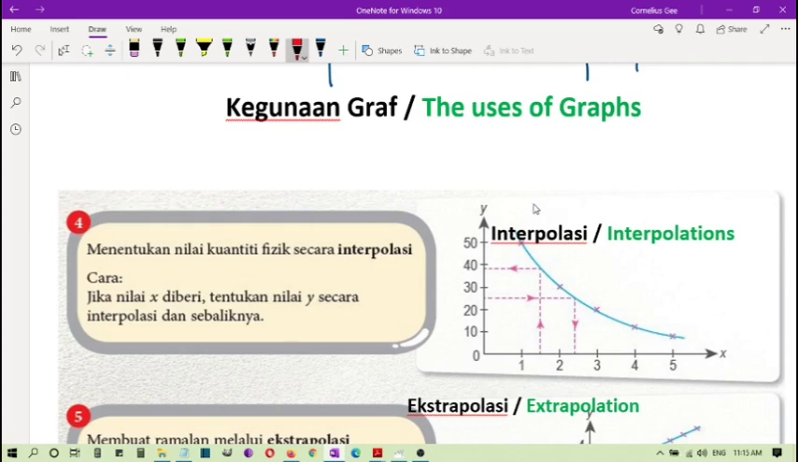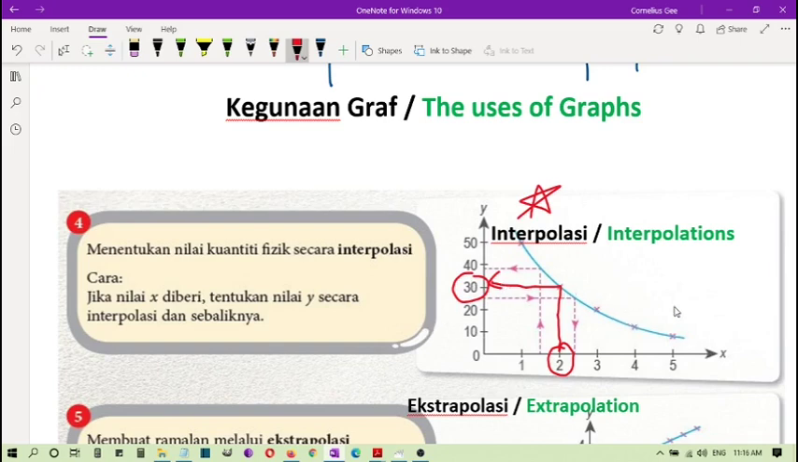For example, you can use the technique of interpolasi or interpolation. Interpolation means you have the graph and you want to find the value of, let's say, what is the nilai y, kalau x adalah 2, so you go here, then you go, see, you can find 30, dan seterusnya. So this is called interpolation or interpolasi.